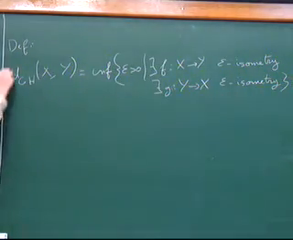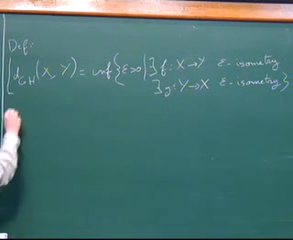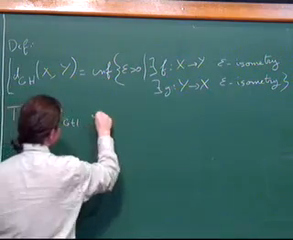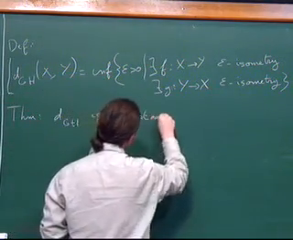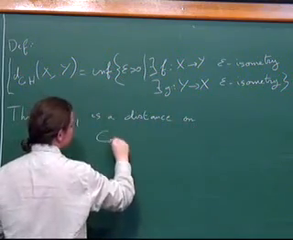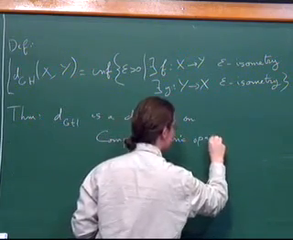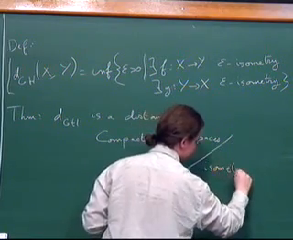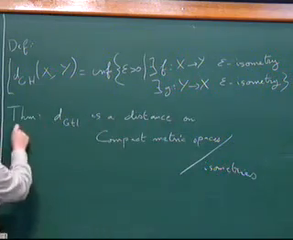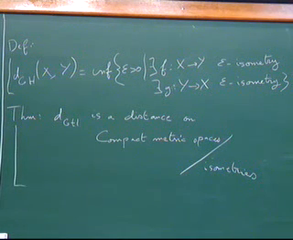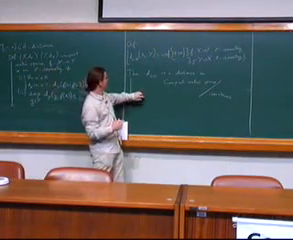So I said Gromov-Hausdorff distance, so why distance, because of this theorem. So d_GH is a distance on compact metric spaces up to isometry. So the compact here is important. For example, the Gromov-Hausdorff distance between a real interval and its intersection with Q is always equal to zero. So that won't be a distance in this case.